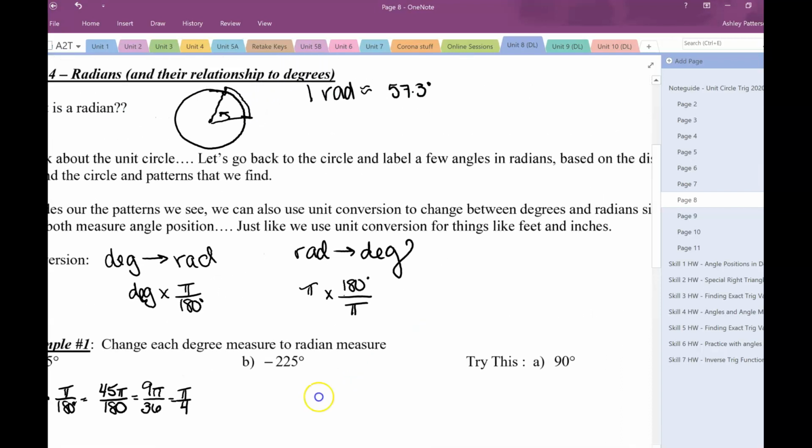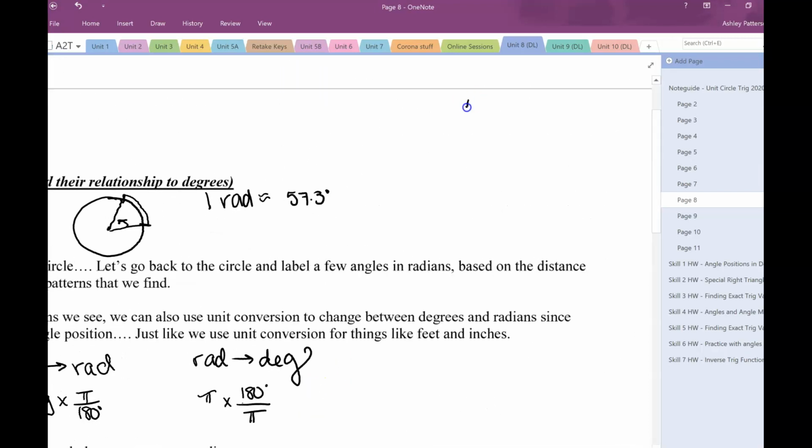Well, come back up here with me. So we know that 45 degrees is going to be equivalent to pi over 4. Let's take a look at 30. Okay, so we multiply that by pi over 180. We get 30 pi over 180 reduced by 10, 3 and 18, so pi over 6. Okay, so 30 degrees is equivalent to pi over 6.